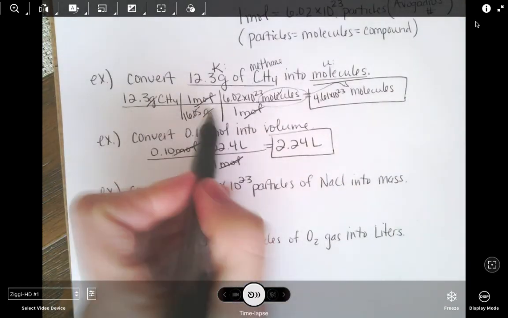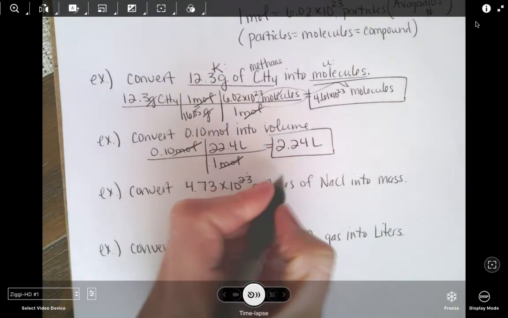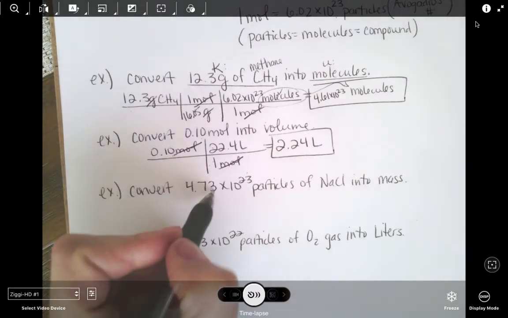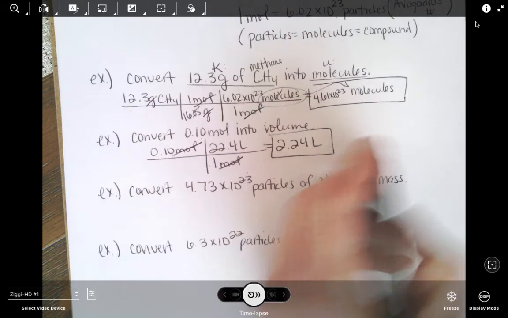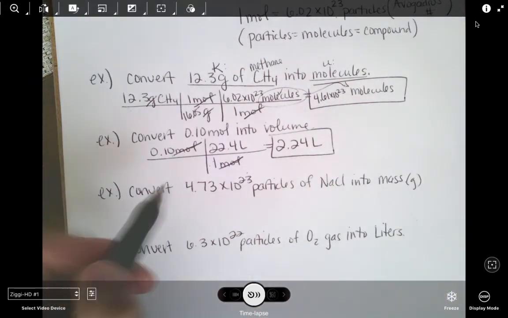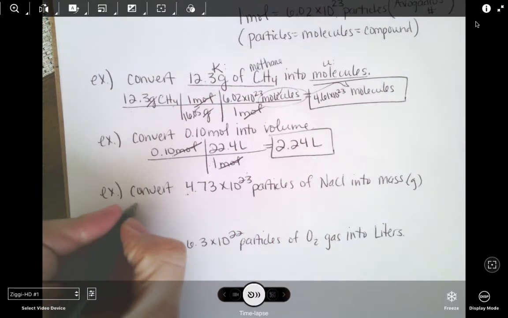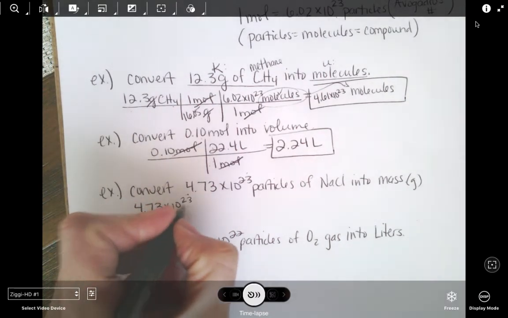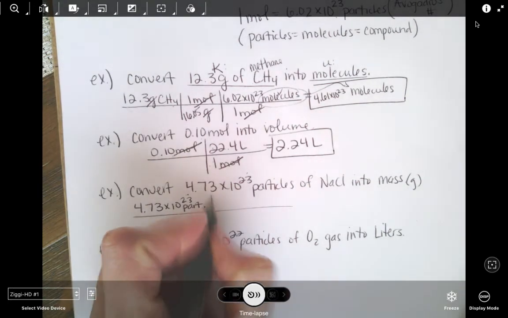So sometimes they take multiple steps, sometimes they just take these 2 steps, and you really just need to figure out what you're converting. Next one, convert 4.73 times 10 to the 23rd particles of sodium chloride into mass, which is going to be measured in grams. So this problem is exactly the opposite of the first problem up here. So you have 4.73 times 10 to the 23rd particles. We'll abbreviate particles part. Set that up into a t-chart.